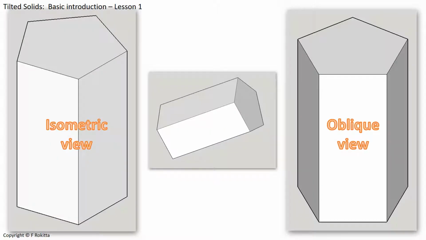In this tutorial, we'll be discussing a pentagonal prism. On the left-hand side, you see an isometric view of a pentagonal prism. In the middle is a slanted or tilted solid, which represents the pentagonal prism at an angle. On the right, we have an oblique view of the pentagonal prism.